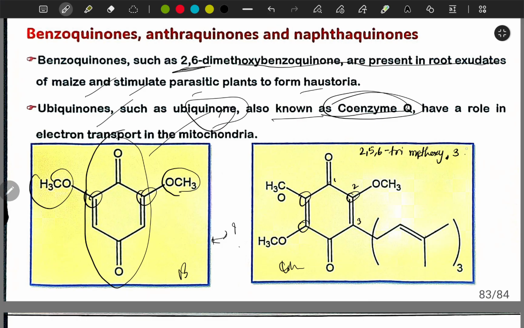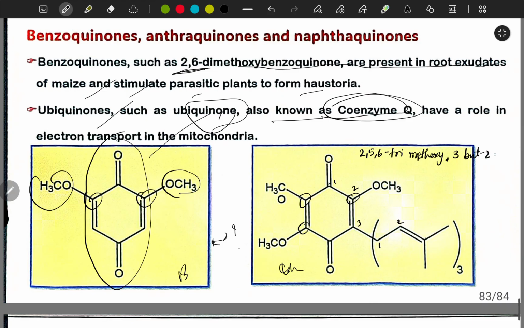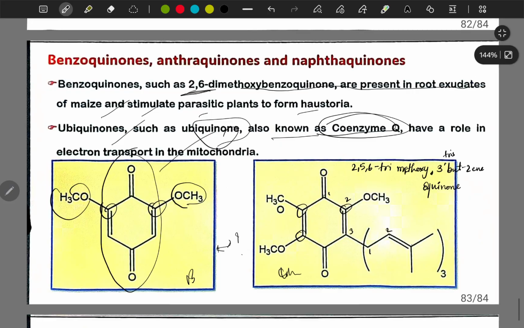I don't know. 3 but 1 2, 2 die, in butene, UB, no, quinone only, quinone, tris, something like that here.